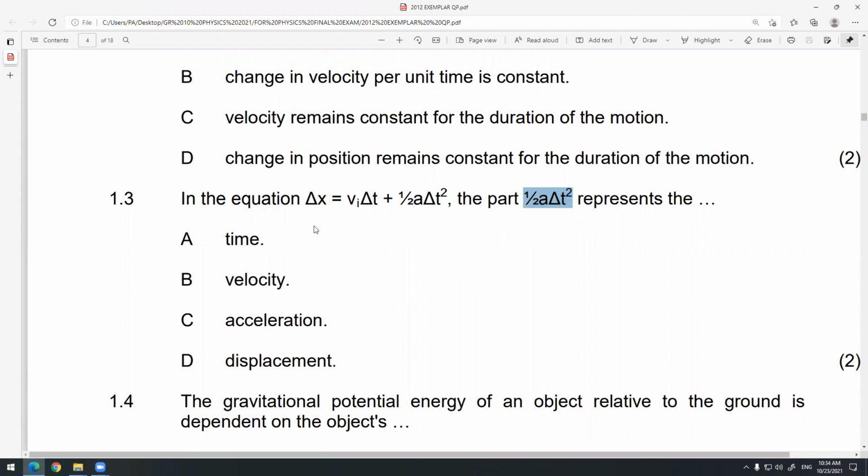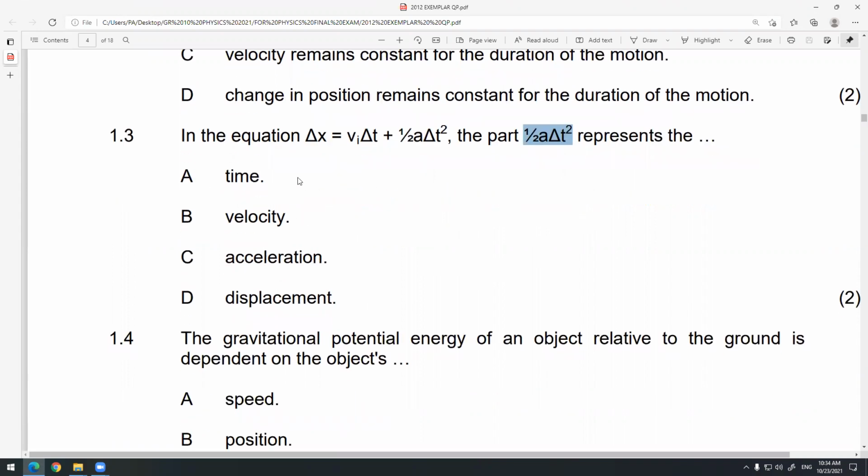Let's see, 1.3. What's your answer, people? I'm going to start answering, but you can try. You can stop the video anytime, and then you can try. First of all, an easy way: if you have delta x here, you can say this is delta x1, this is delta x2, and then the answer is displacement, done.